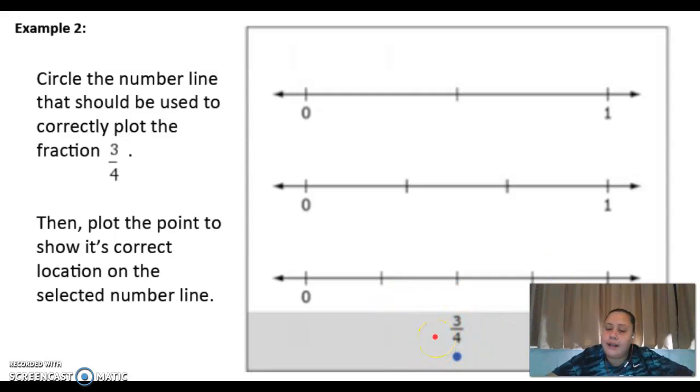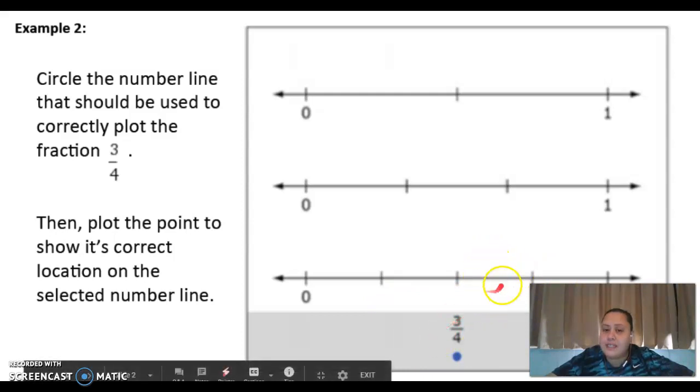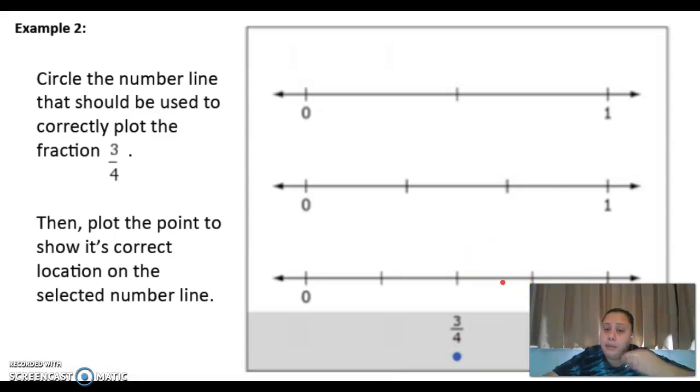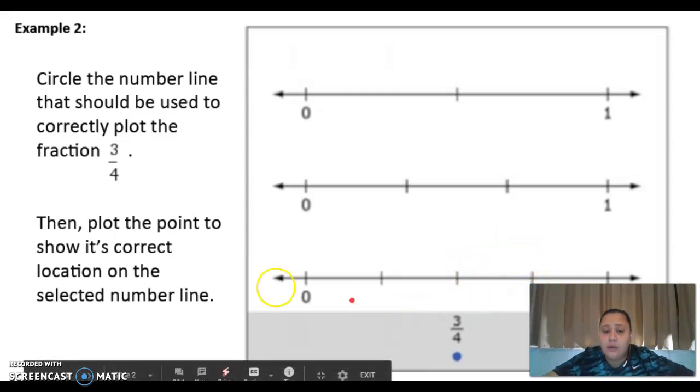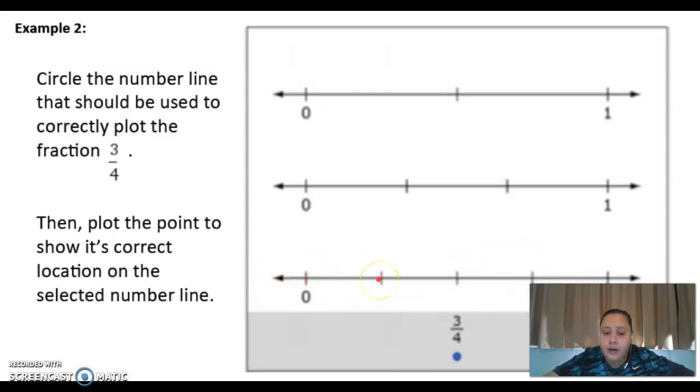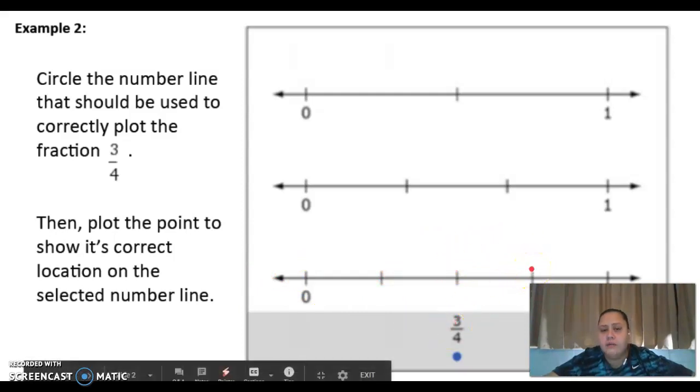Now, a lot of you would like to put 3/4 somewhere in the space because I keep saying it's the space, it's the space. But when we want to plot it, we want to put it at the end of that space. So that's why when we plot, we go 1, 2, 3. So that 3/4 should be right here.